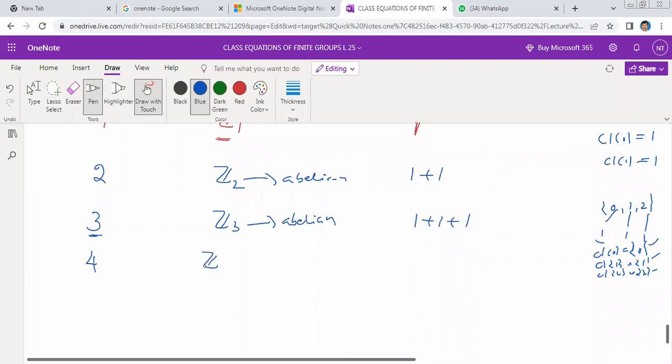Right. Now 4 elements. A group of order 4. The order of G is equal to 4, which is isomorphic to Z4.